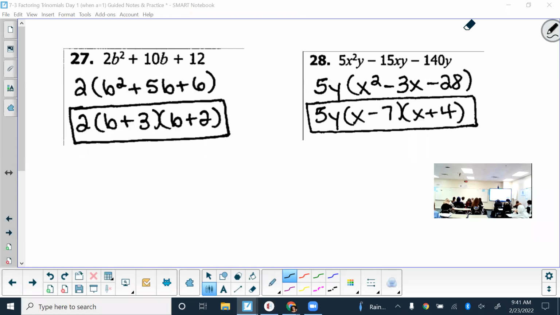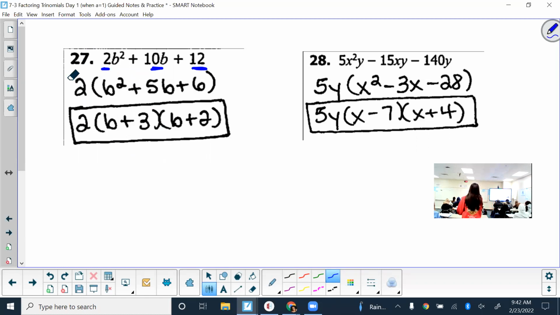All right. So really, you should always be checking for a GCF first. And in these 2 examples, there is one. In 27, the GCF is 2 and 2 only. I can't factor out a B because there's not a B in all the terms. All right, so 2 is the greatest common factor. In the parentheses is what we get from dividing by the GCF. So questions about that part?